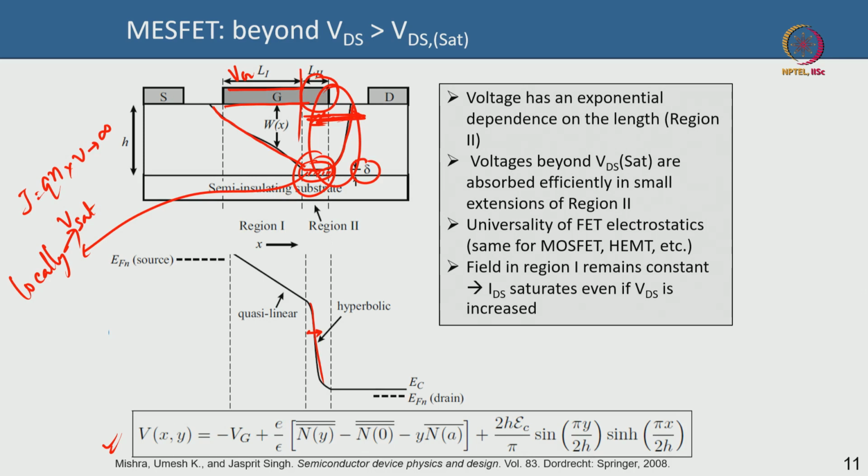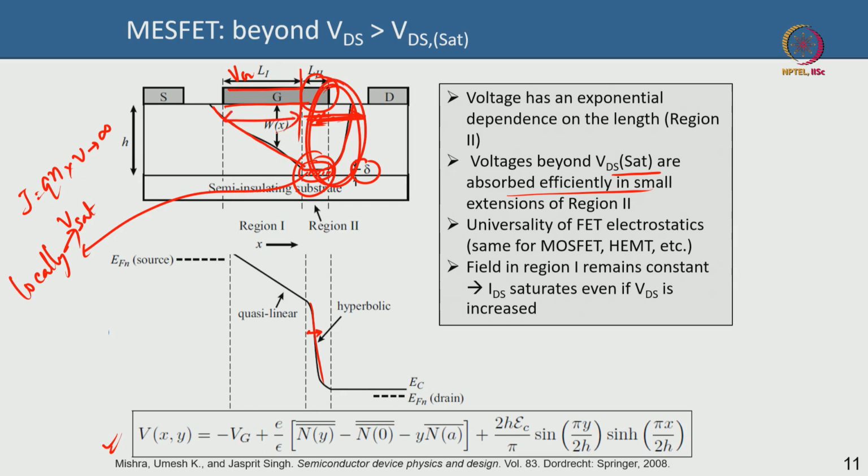That is what it means. So, that is precisely what I am saying: any voltage beyond saturation is absorbed efficiently in a very small region of the second part of the gate, the edge of the gate basically. This holds true for any type of FET, MOSFET, HEMT, MOTFET, JFET, etc. And that is why the current will saturate and any extra voltage is dropping here.